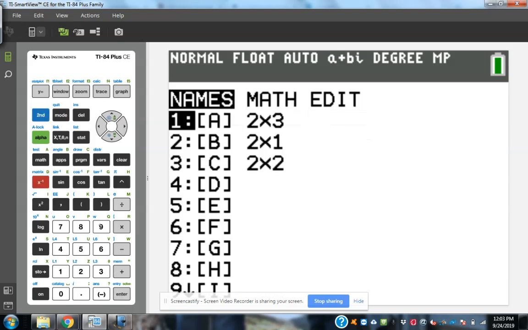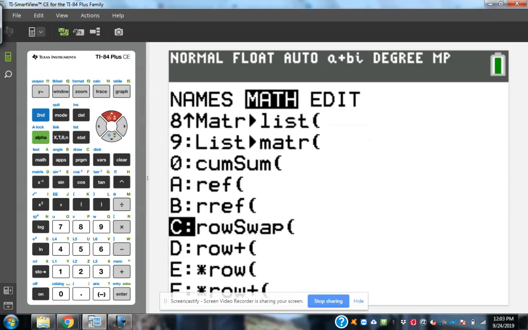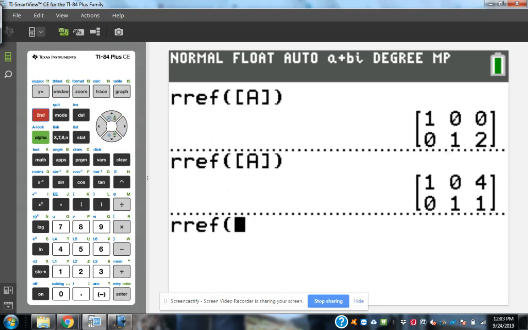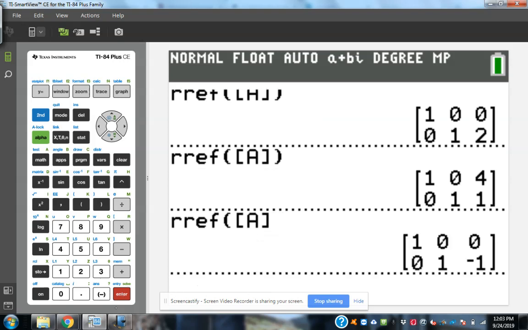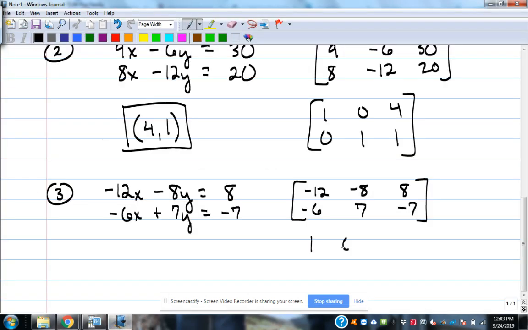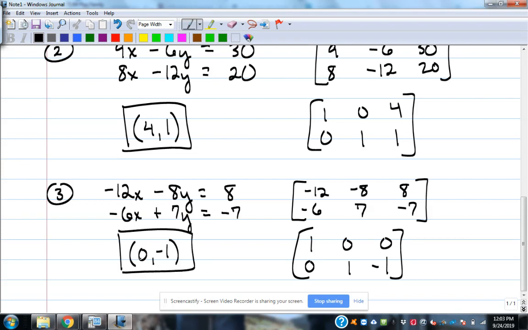Second matrix, math, RREF, and where I put that matrix was A. 1, 0, 0, 0, 1, -1. What's our ordered pair? 0, -1. How do I know that's correct? Plug it into one of the equations, right? Both. Got to work in both.